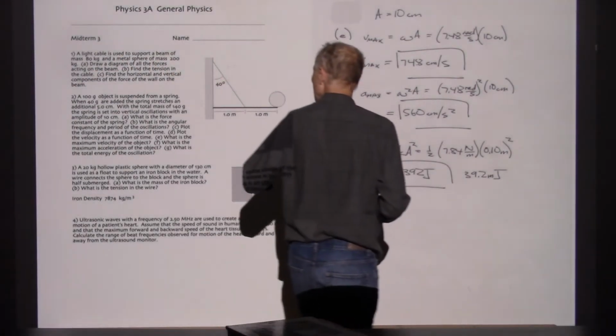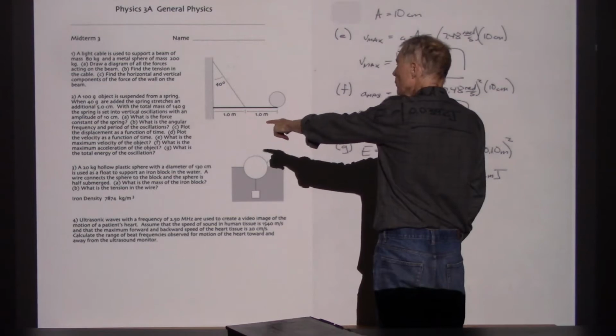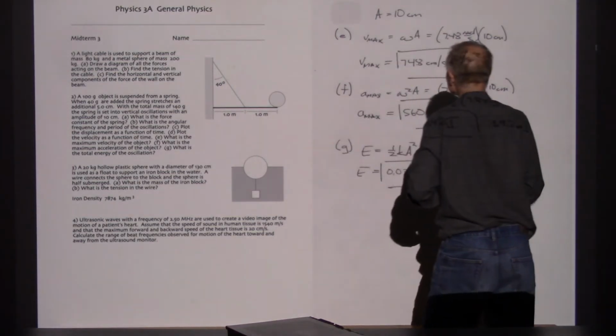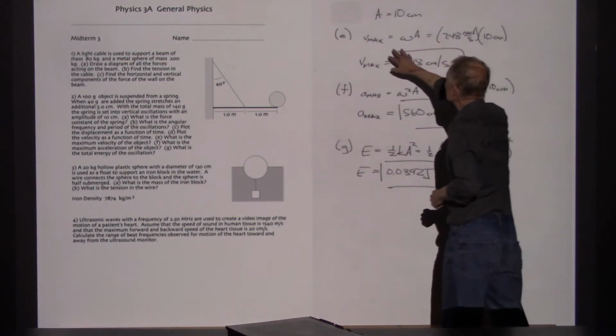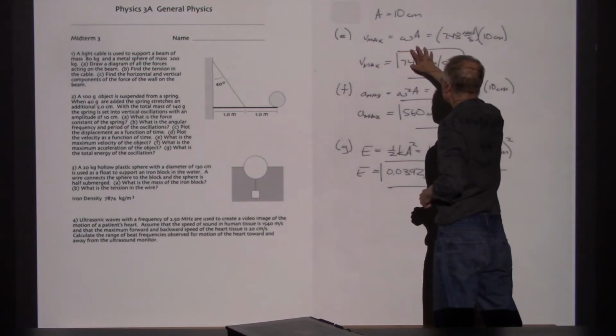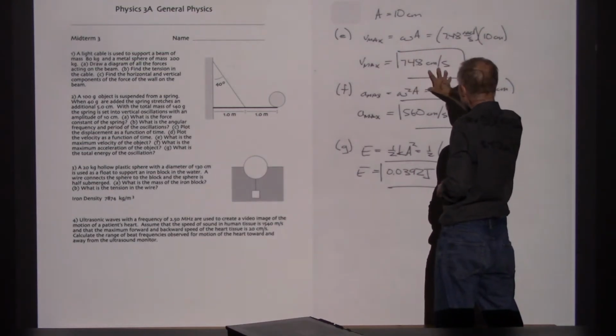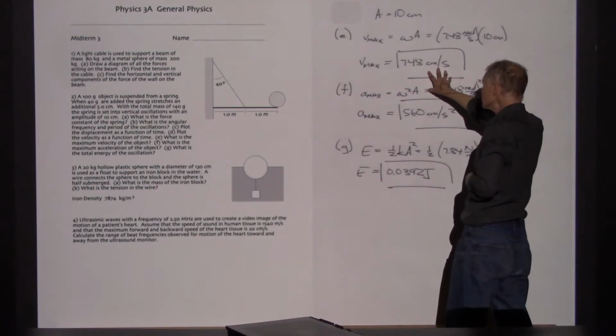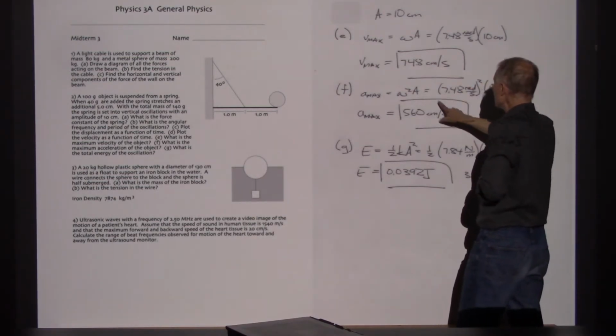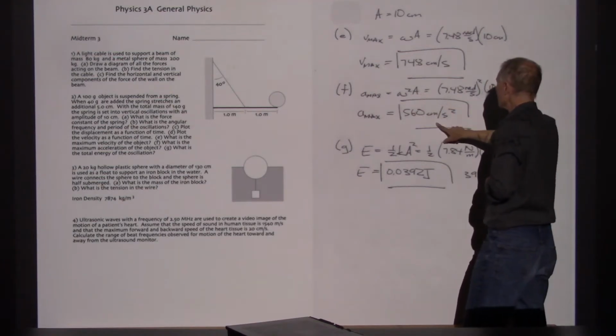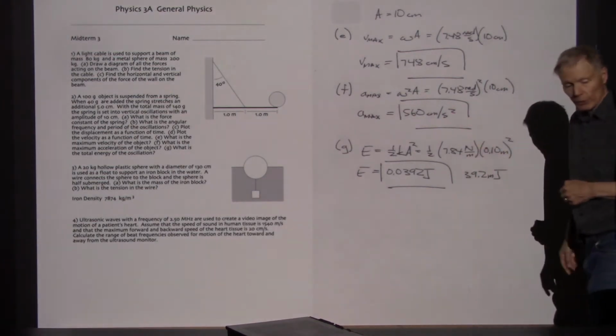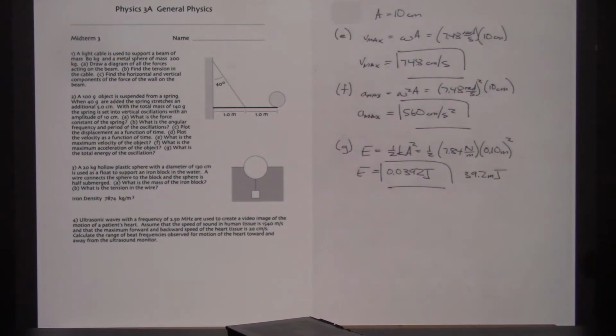Now, let's see, what's the maximum velocity, what's the maximum acceleration? The amplitude was 10 centimeters. The Vmax is omega times A. That's 74.8 centimeters per second. So that's a pretty good speed, maximum speed. And then the maximum acceleration is omega squared times A. That's 560 centimeters per second per second. That's 5.6 meters per second squared. That's a pretty good acceleration.